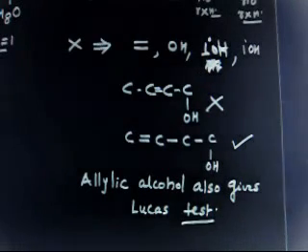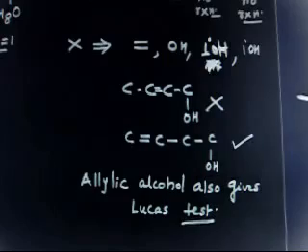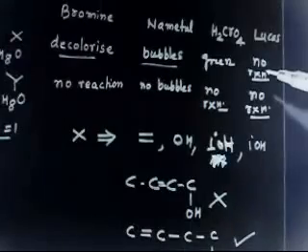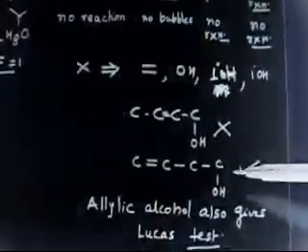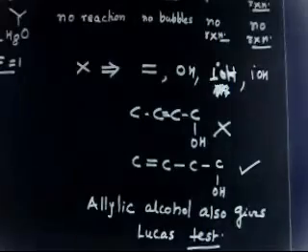So I cannot have an allylic alcohol, because this says compound X does not give the Lucas test. You see here, compound X does not give the Lucas test. So I cannot have an allylic alcohol. If this is an allylic primary alcohol, in that case it will give the Lucas test. Now let us say for B.